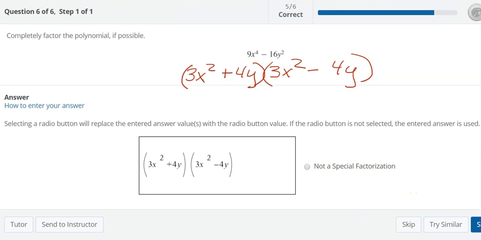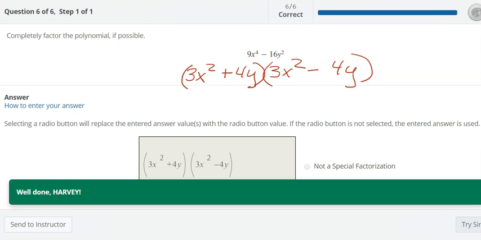So winding this up, we submit our answer and we have completed the practice, hopefully helpful in factoring the special product where we have the difference of perfect squares.